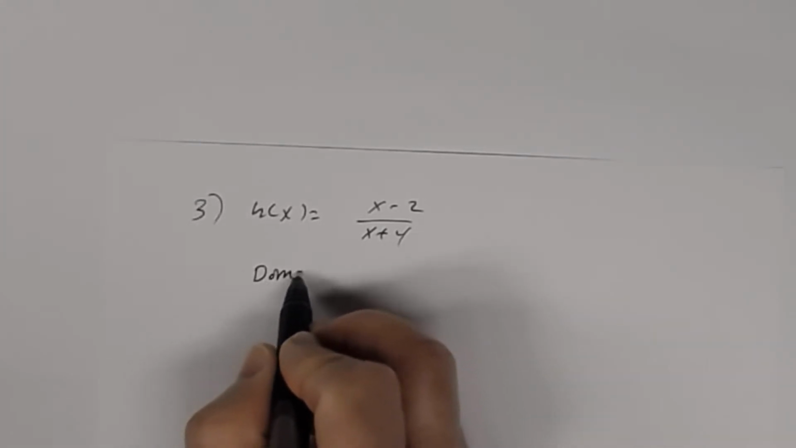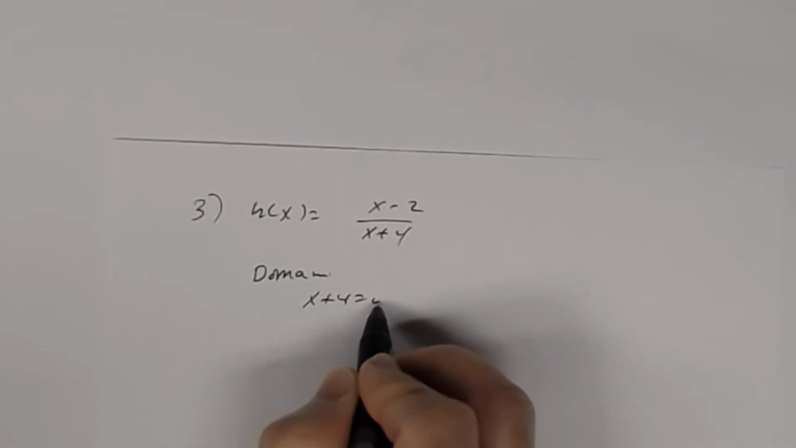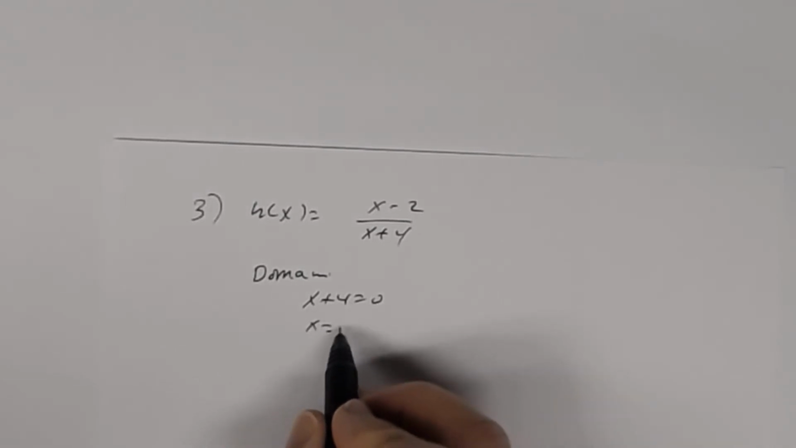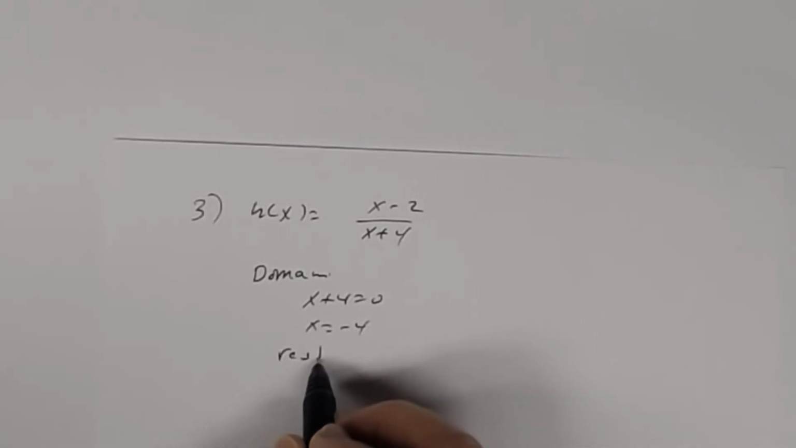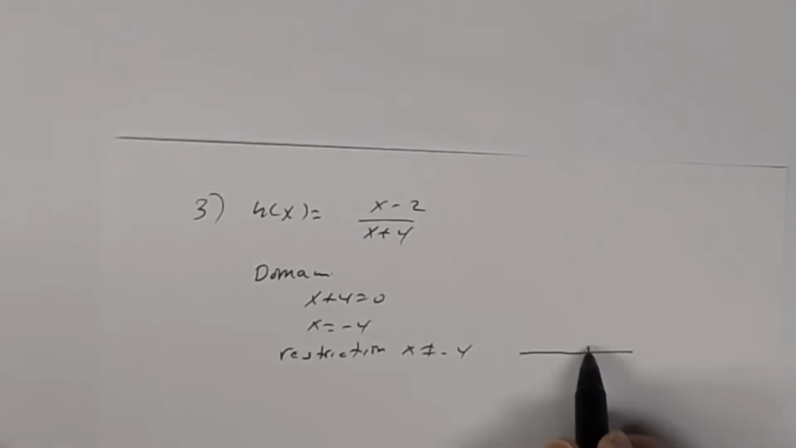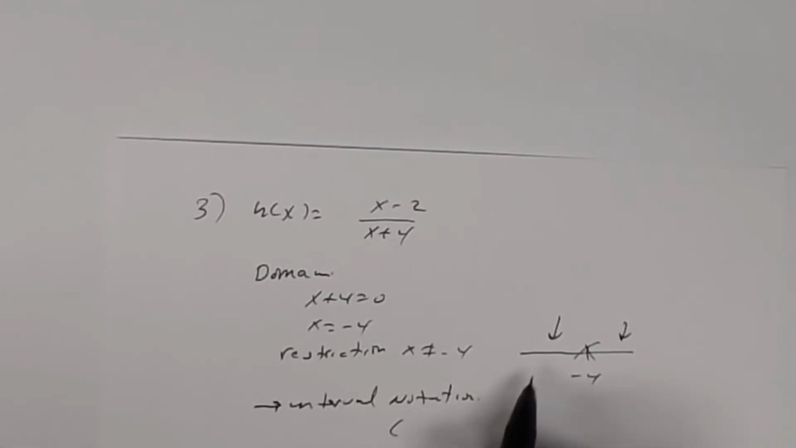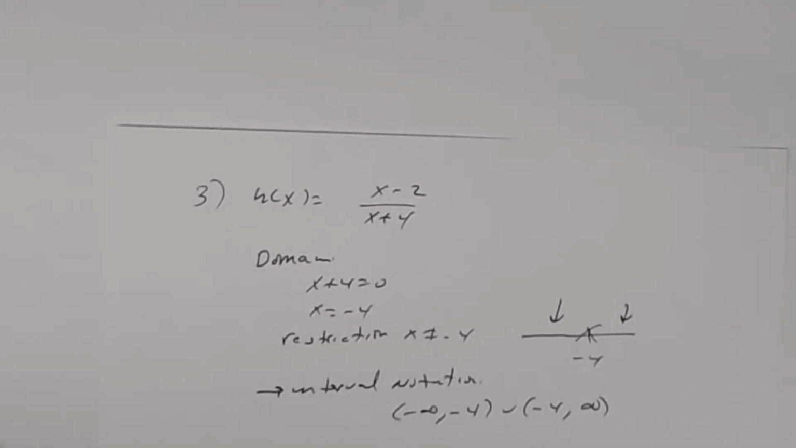So let's talk about the domain. To find the domain, first of all, I'm going to take this polynomial, set it equal to 0, and find the zeros. And that's easy because that's linear. So I found the restriction. So the restriction is that x cannot equal -4, right? So we put that on the number line, cross it out, and notice that this restriction, there's only one, divides the number line into two intervals. So therefore the domain in interval notation is from -infinity to -4, union -4 to infinity.